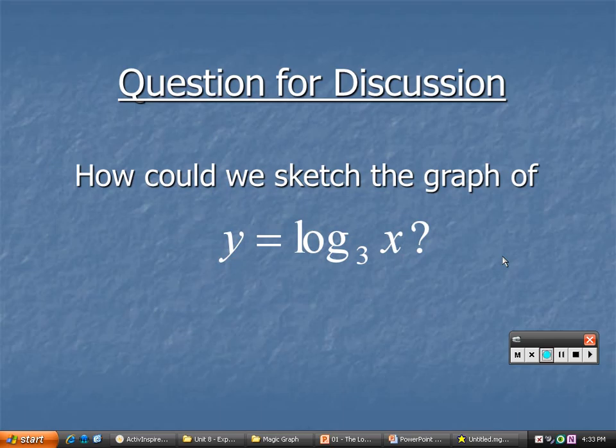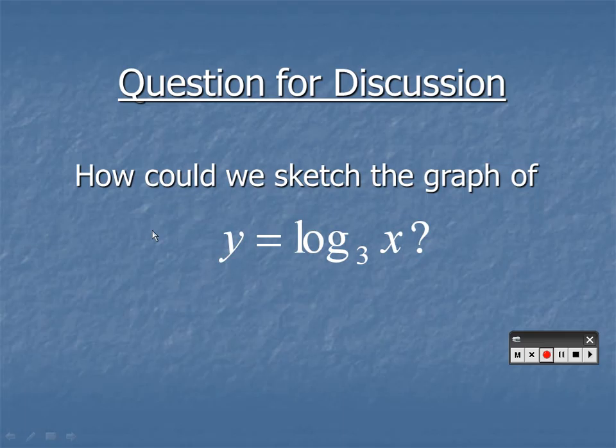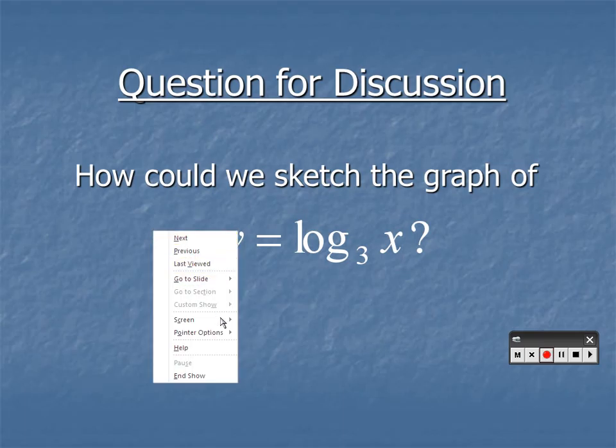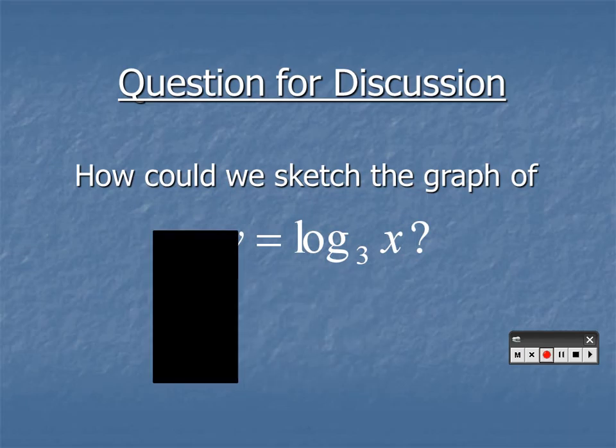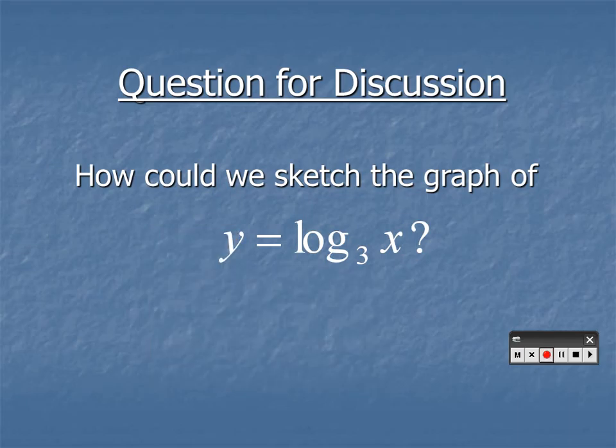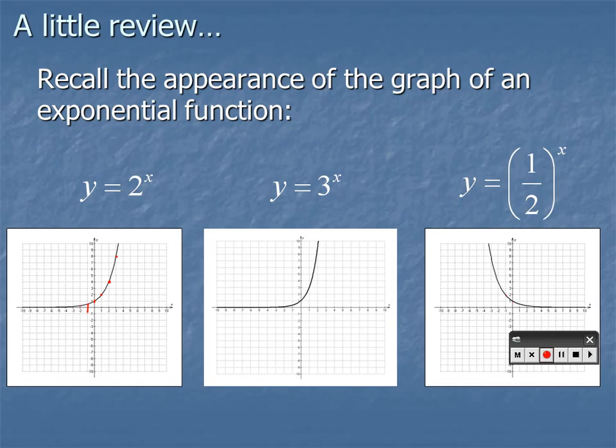And once you graph 3 to the x, then you can just do the inverse of all the points, just flip all the points. You should be able to graph 3 to the x fairly easily, but it's good to use those reference points that we talked about on one of the opening screens. So looking all the way back, let's see if I can pull this off on the screen. Okay, go to slide 2. There it is. So there's y equals 3 to the x.